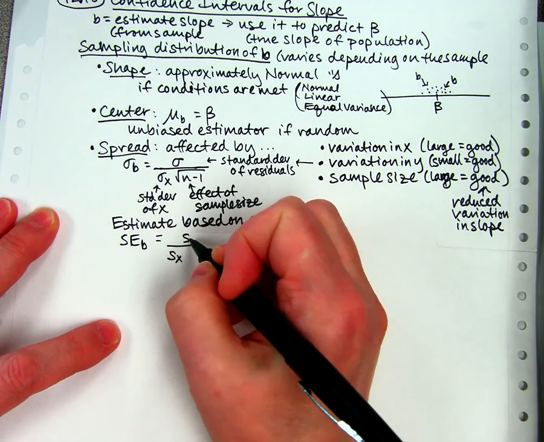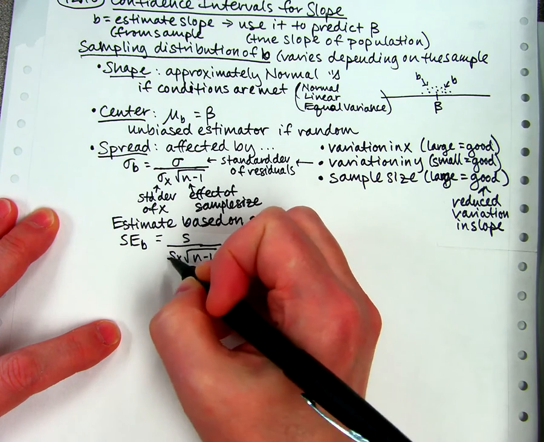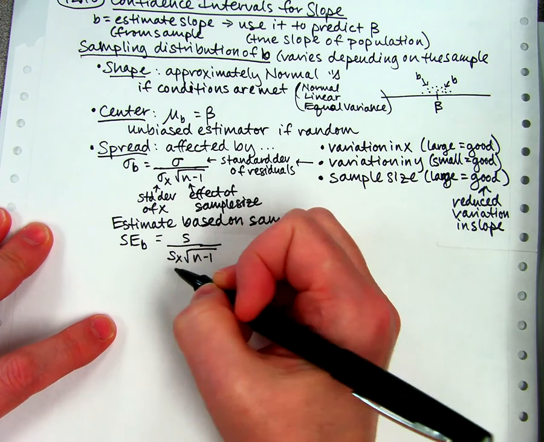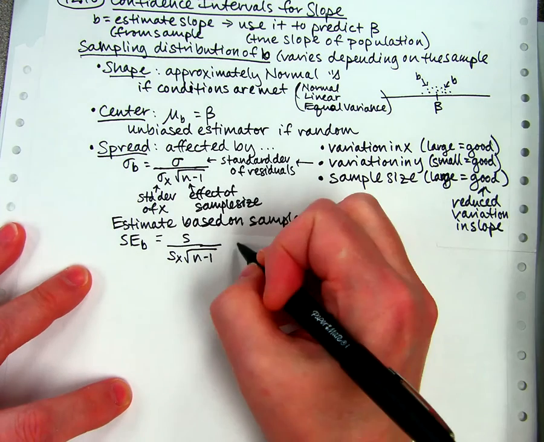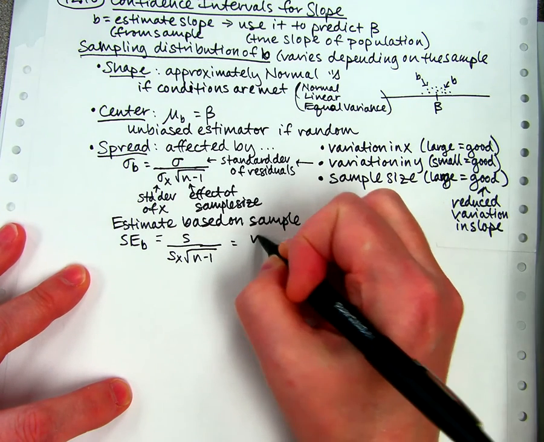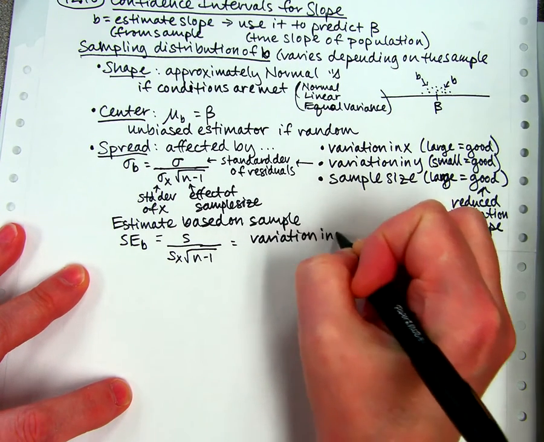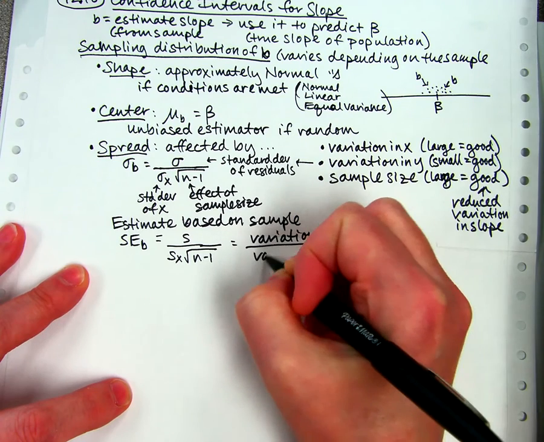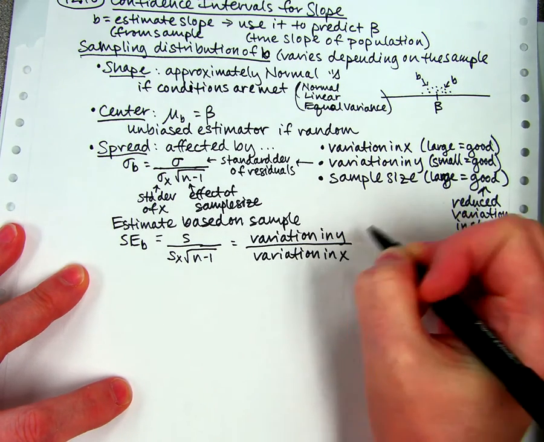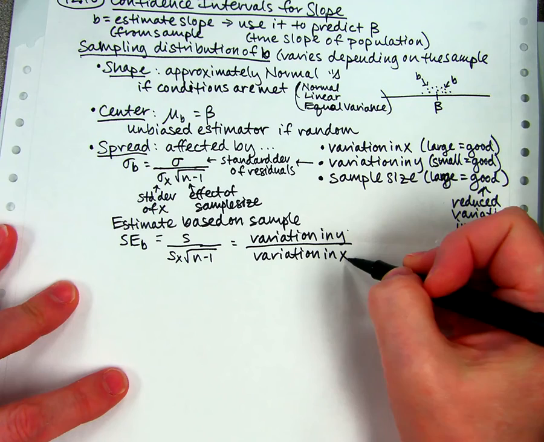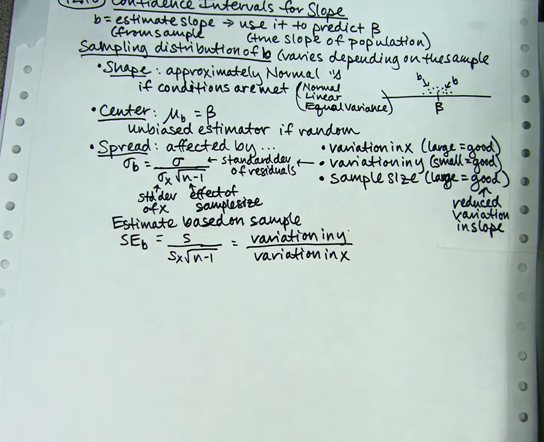And the S is the standard deviation of the residuals that we have seen before. The SX is the standard deviation of the X's from the sample, and then n minus 1 square root is just there. But I wanted to remind you again that this is the variation in Y over the variation in X, and a little bit about sample size. And it should remind you of Y over X being used for rise over run. We're talking about slope here, so that shouldn't be a problem.